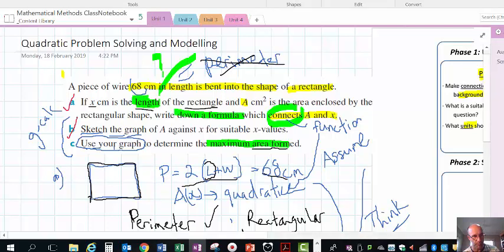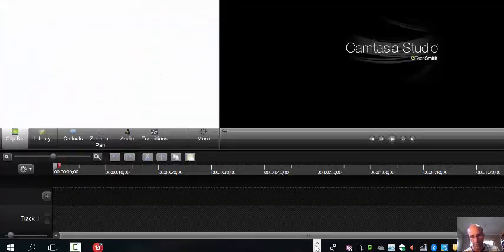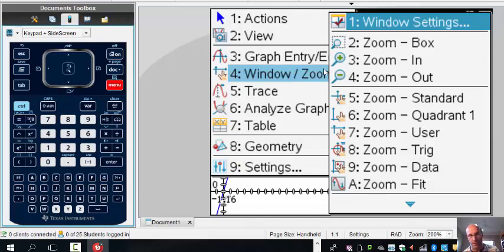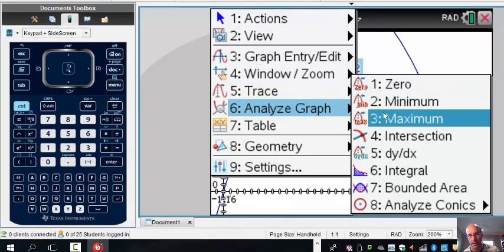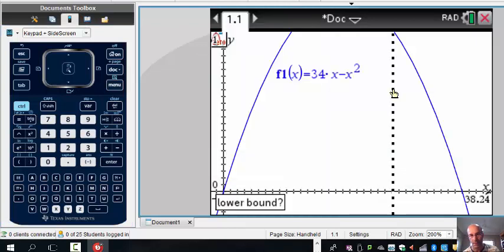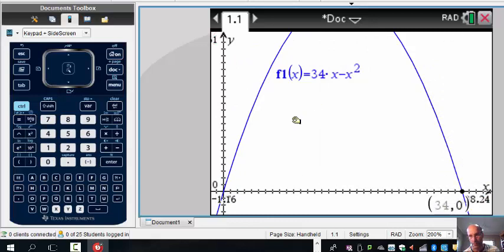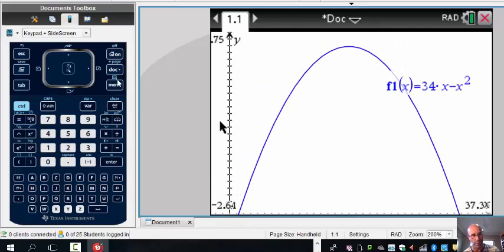Indeed, problem solving is messy. Done part A. We would just do a pencil and paper copy of the sketch, and I guess it's important to note it would be handy to know where the zeros are, so if it's a technology question, you can go to analyze graph and find the zeros. Well, we know what that one is. That one's 0, 0. What about this one? 34, 0. Oh, okay, that makes sense.